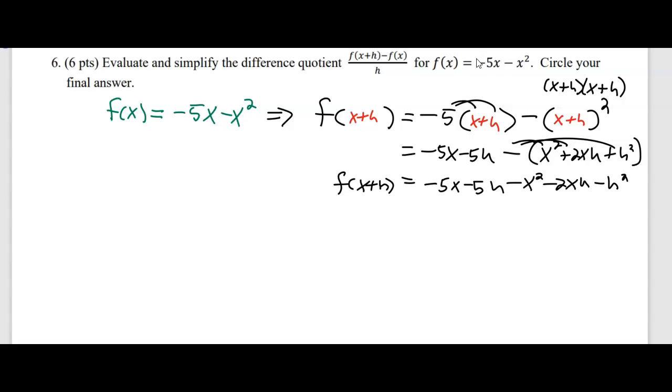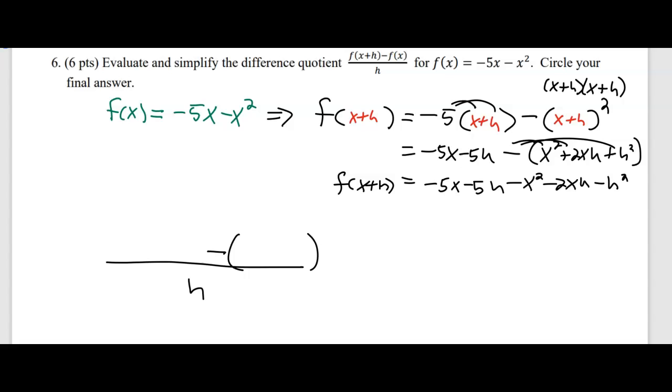A fair amount of work goes into finding that piece in general. And now we have f of x, so we don't need to do anything to find this piece. So now let me formulate the difference quotient. I recommend this format. Subtract parentheses, because usually the function will not be a monomial. It'll have multiple terms, and therefore the subtraction will need to distribute.